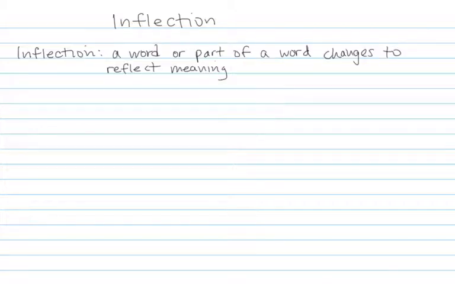This video accompanies Athenaze Chapter 1 Alpha. In this chapter, we learn the basics of inflection. Inflection is when a word or part of a word changes to reflect meaning. The English language has very little inflection. An example can be seen in I run versus he runs.